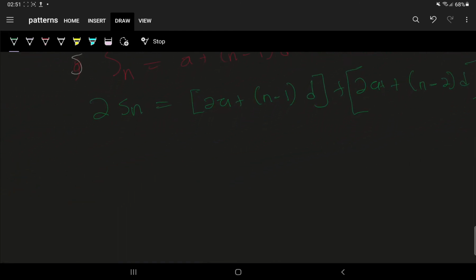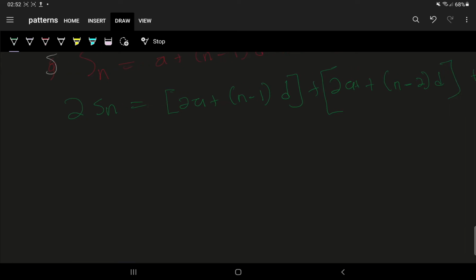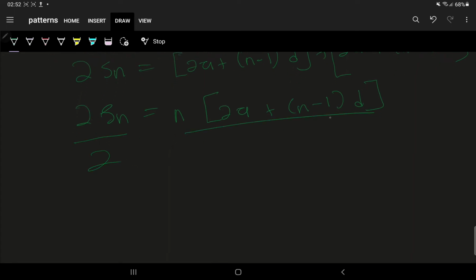Then if we multiply out the brackets and keep on adding them, we'll see that some of the numbers will cancel each other. We'll be left with 2Sn equals n multiplied by (2a plus (n minus 1) multiplied by d). Then if we divide both sides by 2, we're going to have Sn equals n divided by 2 multiplied by (2a plus (n minus 1) multiplied by d). Now we have proved it.